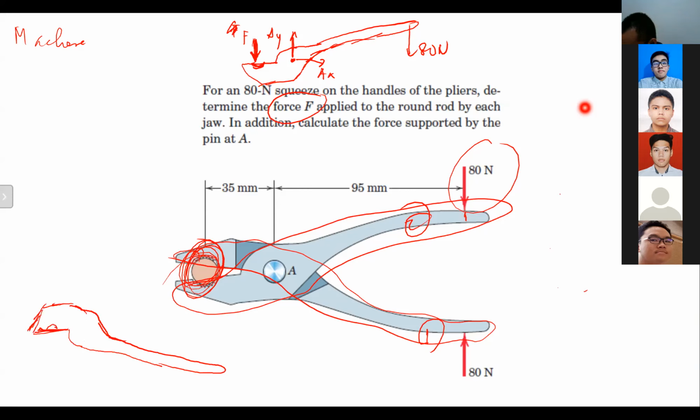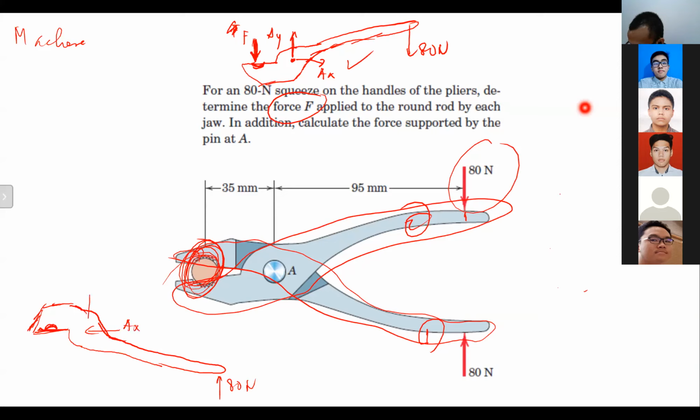Okay, you can draw it like this as well. Here, the force will be like this, 80 newtons going up. What else will be there? Because of AX and AY here, going right and up. Here it will be going left.